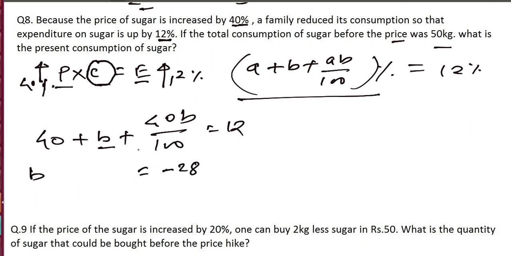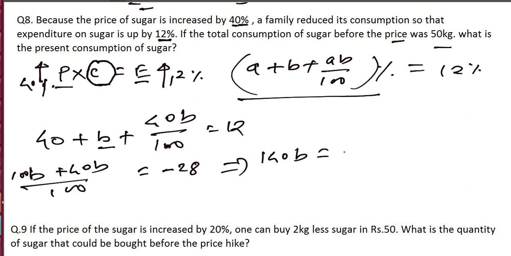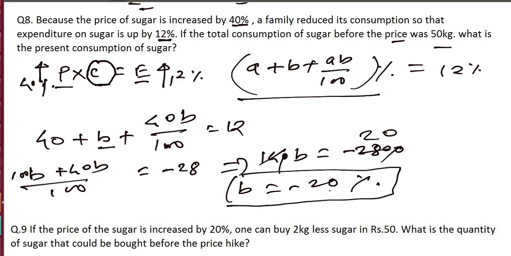On the LHS, I'll multiply this 100 to this B, so it will be 100B plus 40B divided by 100, which is equal to 140B equal to minus 2800. This 100 will multiply this 28. So 14 2s are 28, so B is minus 20%. That is, the effect on consumption is minus 20%. That means the consumption is getting decreased. Consumption is reduced by 20%.